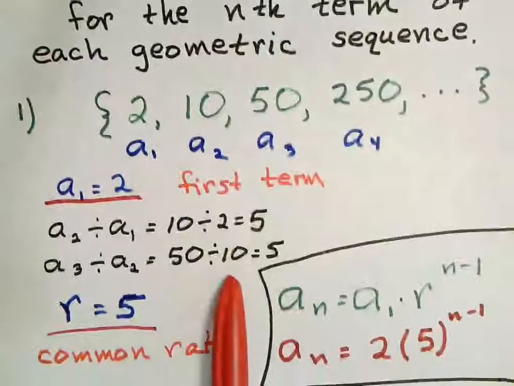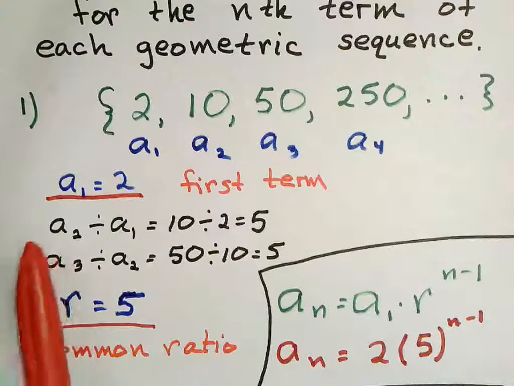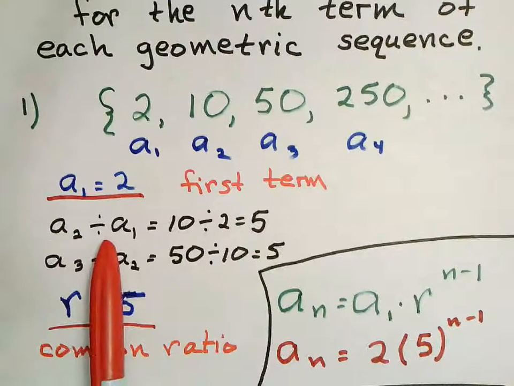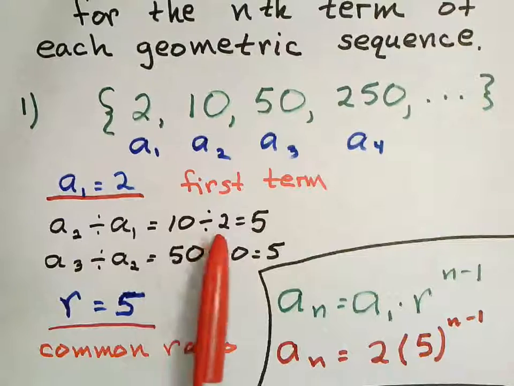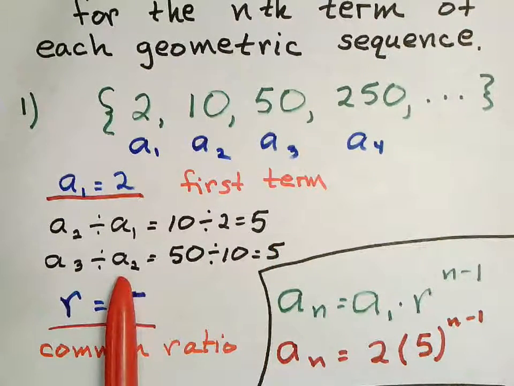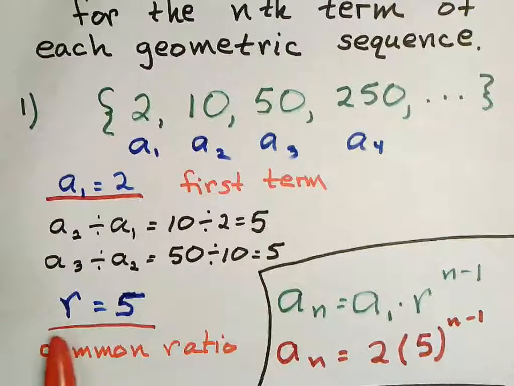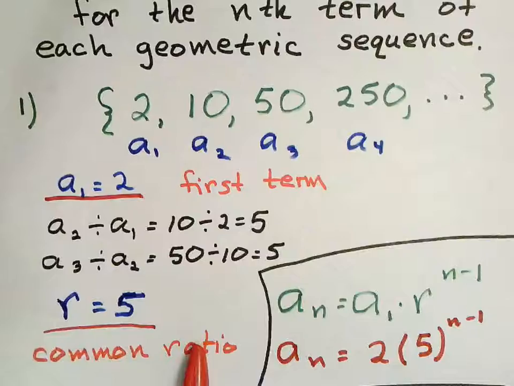To find the common ratio, I take two consecutive terms side by side, a sub 2 divided by a sub 1, which is 10 divided by 2, which is 5. A sub 3 divided by a sub 2, which is 50 divided by 10, which is 5. So the common ratio r is 5.